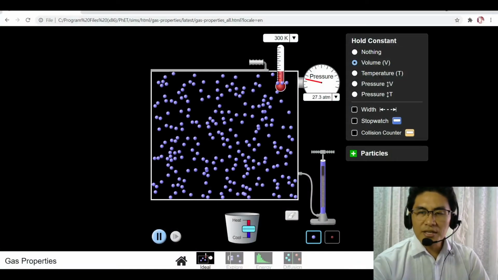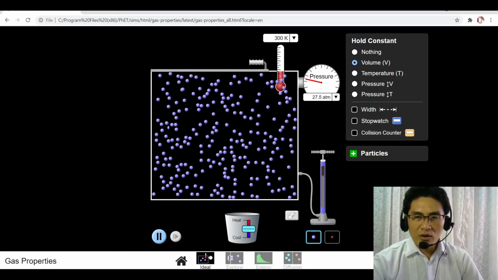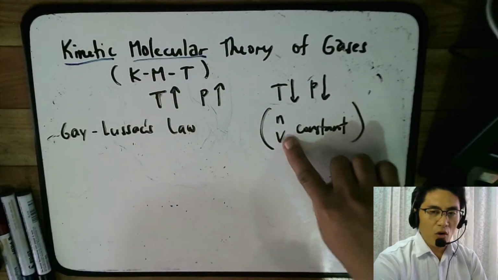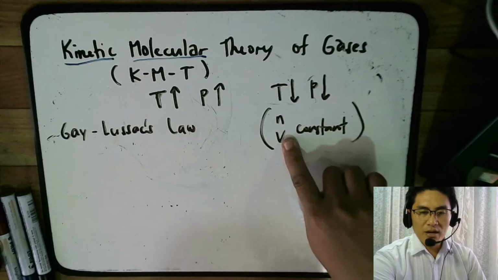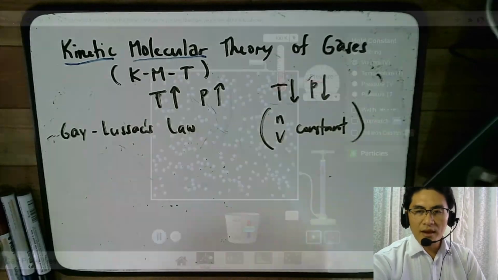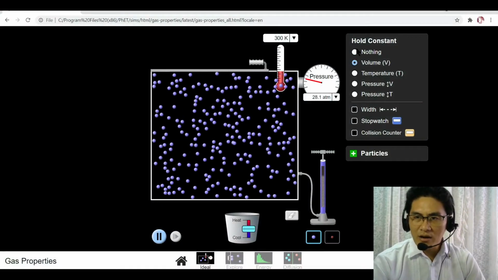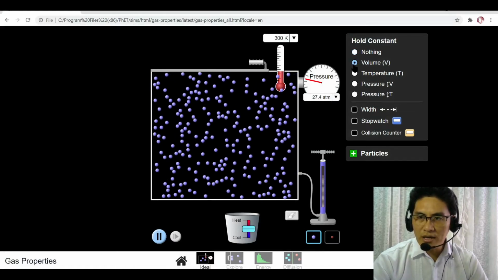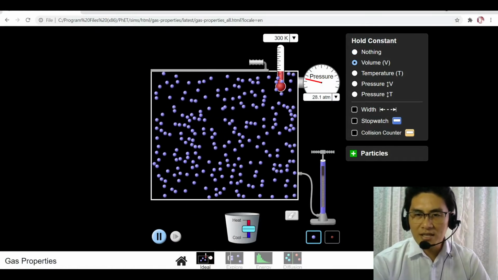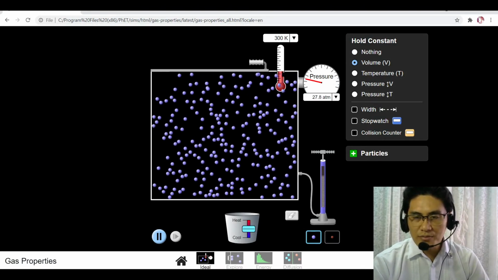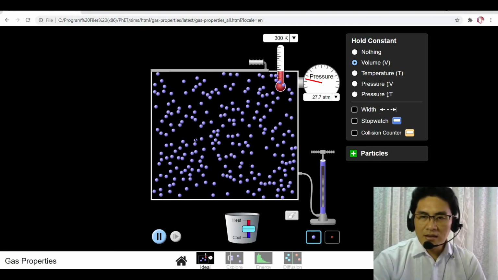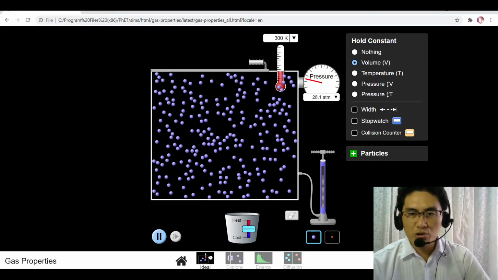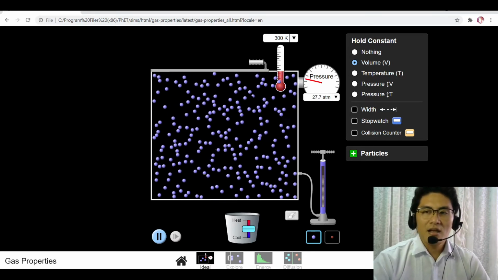Okay, so this is an animation of a confined gas. And take note that we are keeping the volume constant. So I have to go here and check this value. I am holding the volume constant. That means the walls of this container will be rigid, meaning the walls cannot expand, and the volume inside cannot expand or shrink. The volume stays the same.